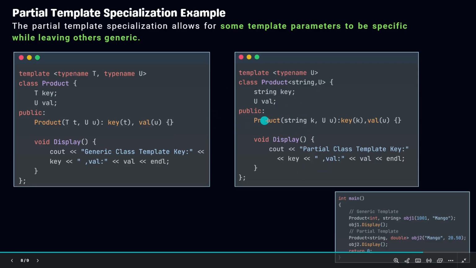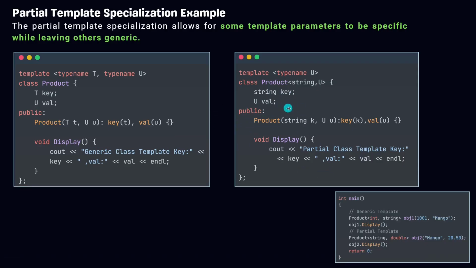So this is the example of partial template specialization, where some of the parameters are specialized while others can be generic.